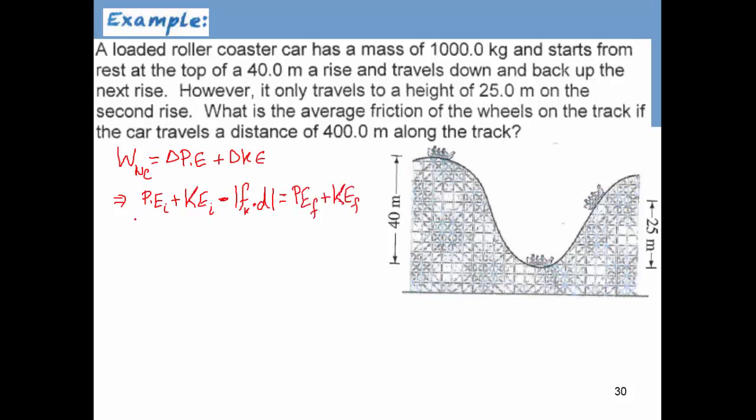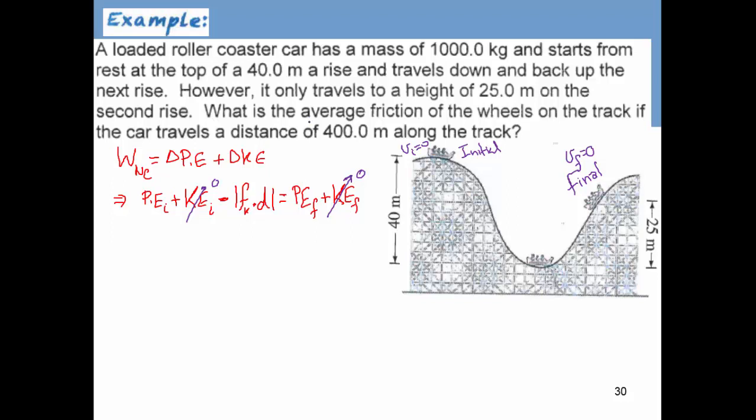We are given the mass of the roller coaster car, and we are given its initial height. So we have the initial potential energy, and it starts from rest, so its kinetic energy initially is 0. So this is the initial condition, and the final condition will be at height of 25 meters. So here will be the final condition. Now we are told that it will be able to travel up to the 25-meter height, meaning at the final position here, the final velocity is 0. And the same thing here, the initial velocity is 0, so the final kinetic energy is 0.